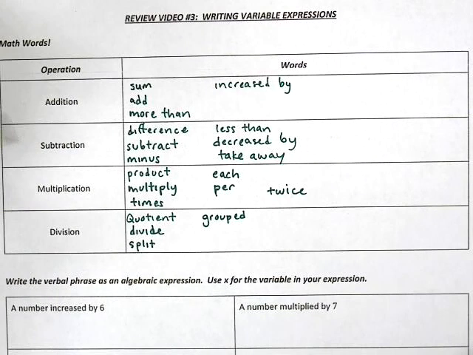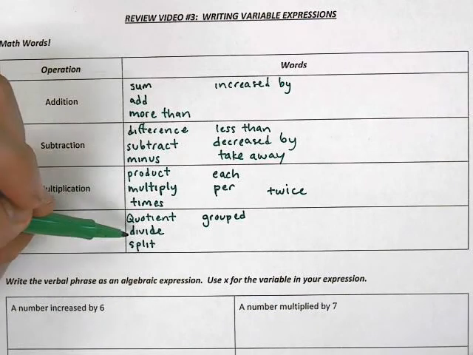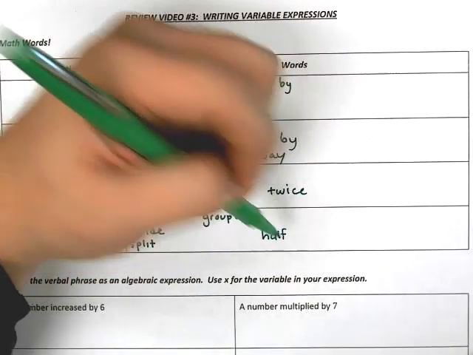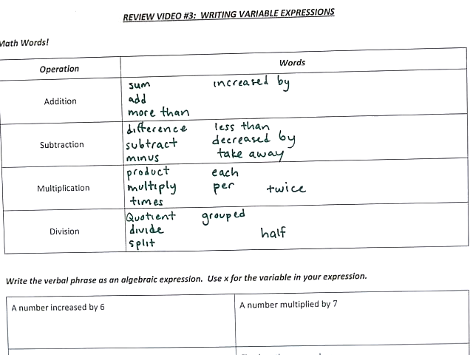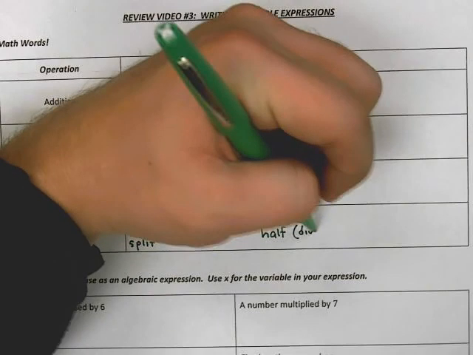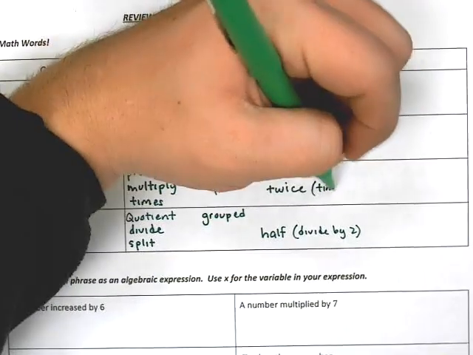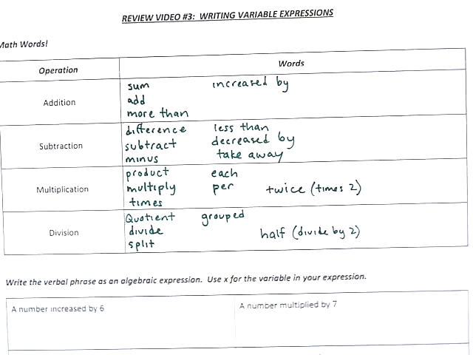And then another good one that goes along with twice is half. When we take half, that means you're dividing something by 2. This means divide by 2. This means times 2. All right?